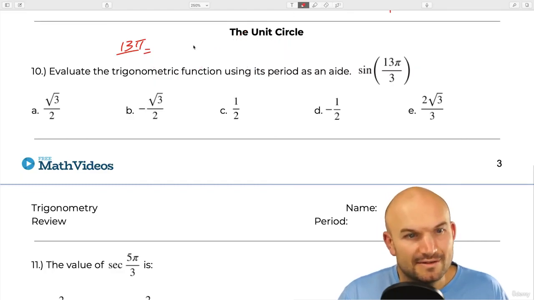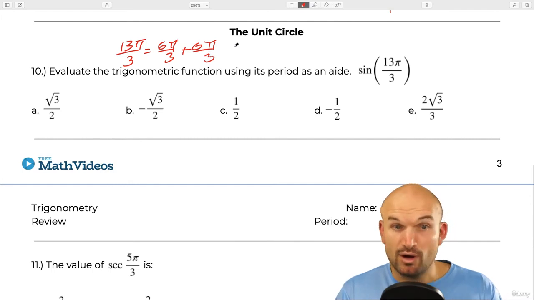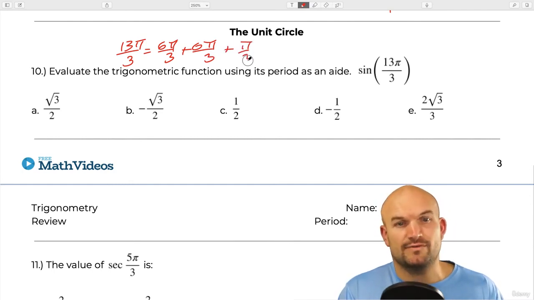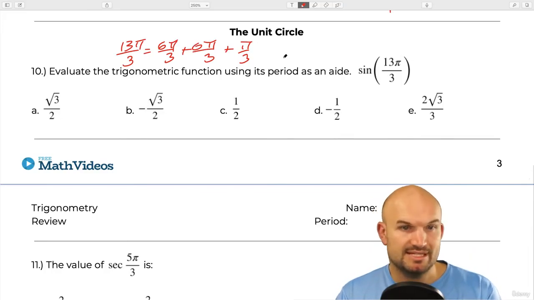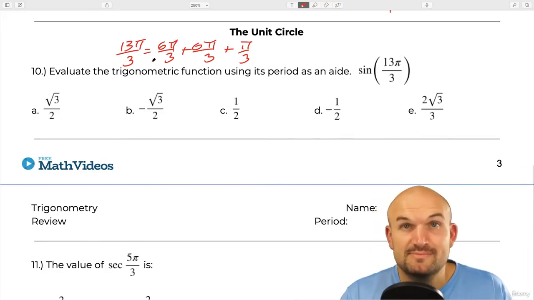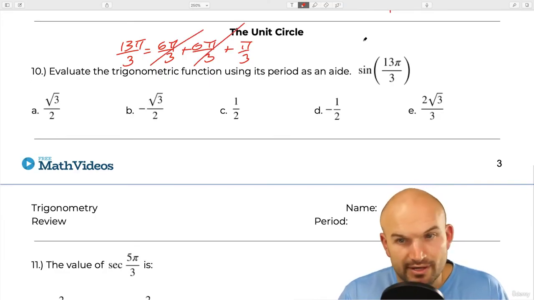All right, so that's going to equal over 3. So that's going to be 6 pi over 3 plus pi over 3. So that's going to give me 7 pi over 3, right? Because 6 plus 1 is 7, keeping the same denominator. But 6 pi over 3 is just a revolution. That's a revolution. So we have sine of pi over 3.